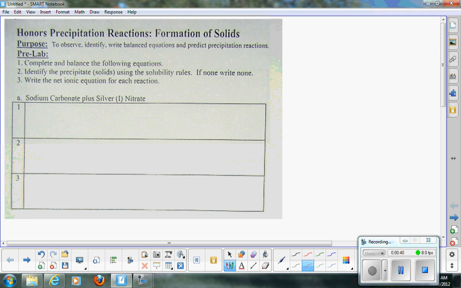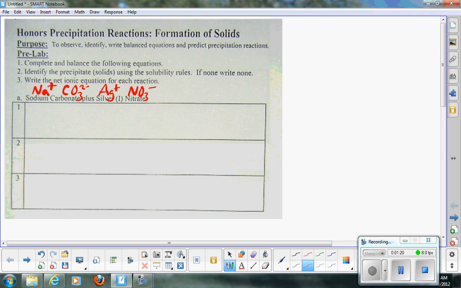Alright, so the pre-lab. You need to complete and balance the following reactions. What I like to do is take and write the ion right above the name. So sodium is Na, so I write Na, and it has a +1 charge. So I write +1. Carbonate, if you look on the back of your periodic table, is CO3, and it has a -2 charge. Silver is Ag, and it tells us here that it's a +1 charge. Nitrate, again, is on the back of your periodic table, so you would write NO3 with a -1 charge.